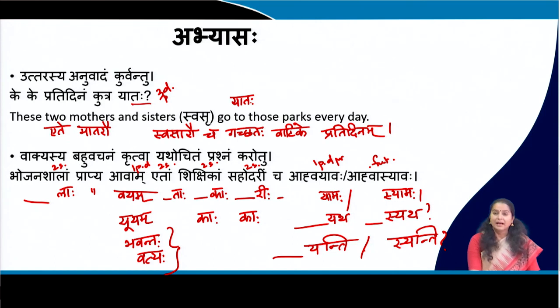And then just one more thing. In the second sentence where you've got bhojanashalam prapya avam etam shikshikam sahodarim cha ahvayavaha and ahvasyavaha, when we are doing it in the bahuvachanam and asking the question in the bahuvachanam, it's a small detail, but a detail nonetheless. We've got bhojanashalaha prapya yuyam kaha kaha. Here we had a mahalanta because of the etaha, a vowel that was there. But here because we've got a consonant kaha, the yuyam will not get a mahalanta but will become an anuswara. Astu. So with this, now that it's clear, let's move on to the next slide.